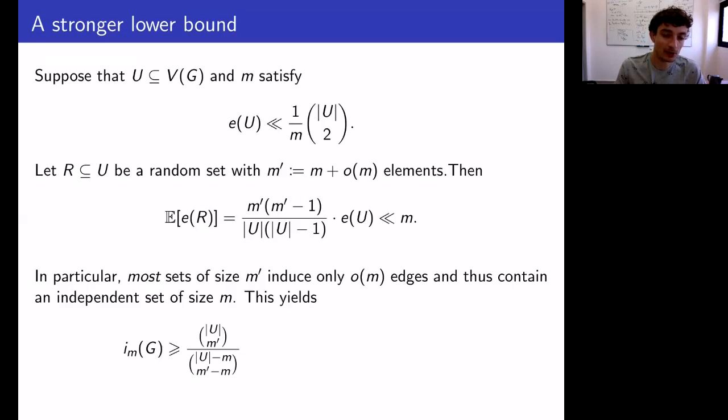So by double counting, the number of independent sets inside U is U choose m prime divided by the overcount, because maybe I saw each m element set many times. And this leads to the following bound. So we roughly get U choose m independent sets, assuming that we found a sparse set U whose density is at most 1 over m.